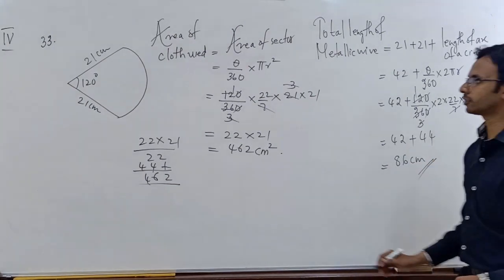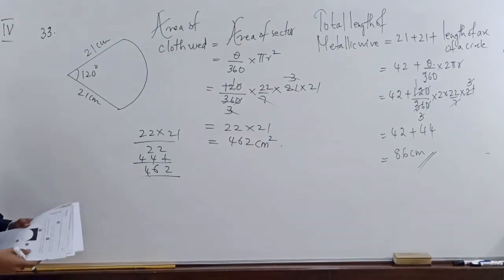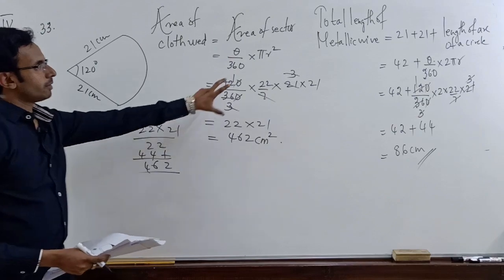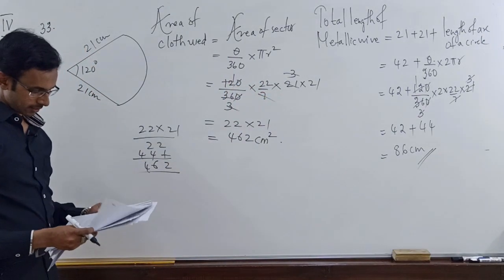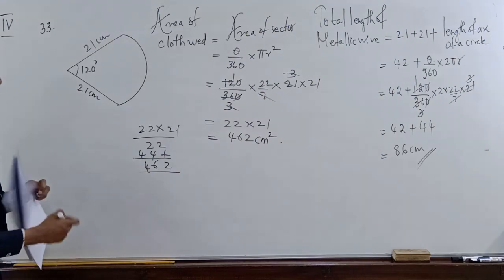So this is the total length of the metallic wire used for making such a hand fan. This carries 1.5 mark and the remaining 1.5 mark, so this fetches 3 marks in the exam. So this completes your 3 marker section of 9 problems.